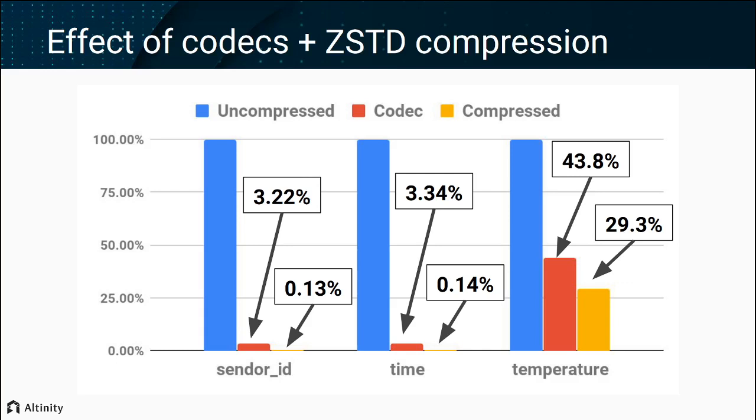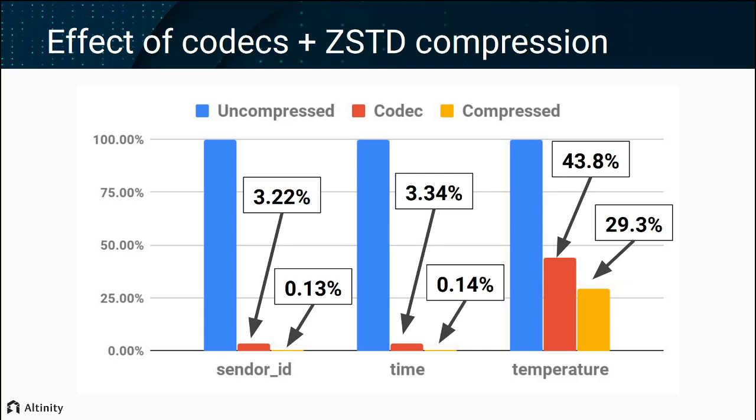Let's talk about codecs and compression. I introduced those in the table definition above, but it's useful to look in more detail at what's actually happening. In this graph, for the 3 columns that we're actually storing, we show first of all the uncompressed size, just as a percentage. That's obviously 100%. And then the next column shows the effect of applying a codec on it.